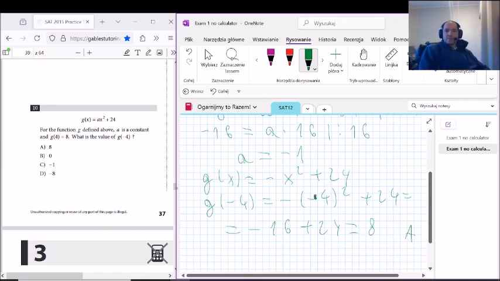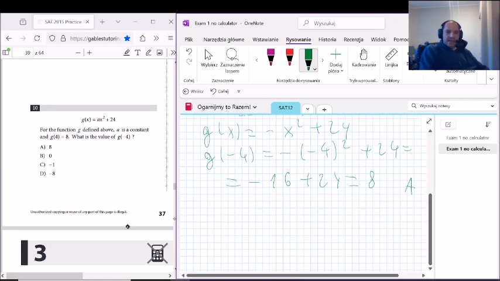Here it's important to remember that this power works only on things that are in a bracket. If there were no bracket, it would only square this number 4. Minus would not be part of this squaring. So if you want to calculate the power of a negative number or of a fraction, you need to put this in a bracket. Okay, so here we have answer A, and let's go to the next question.